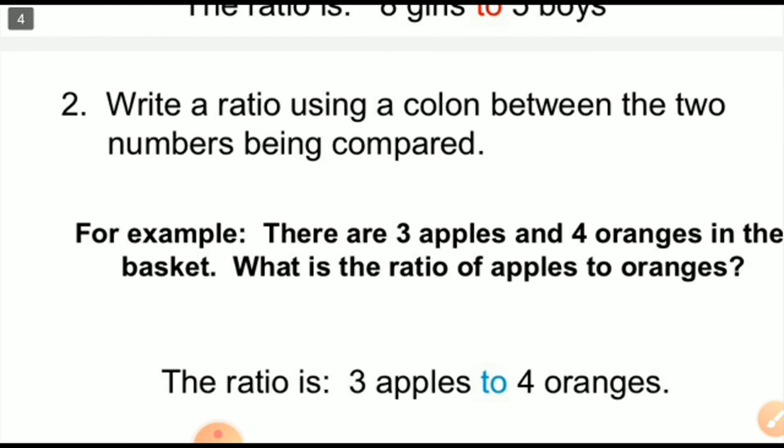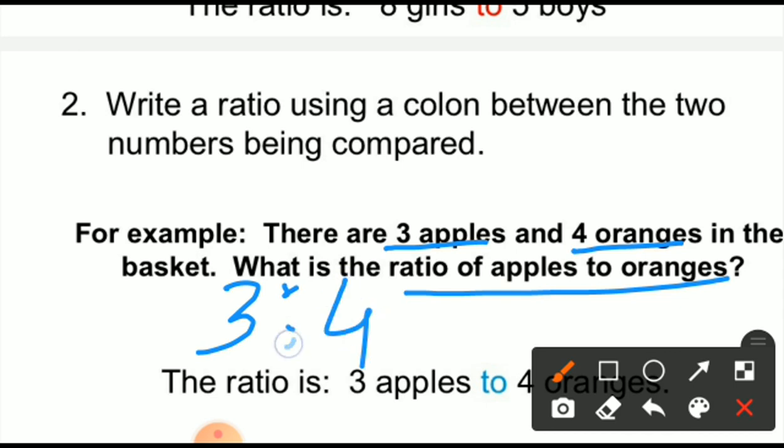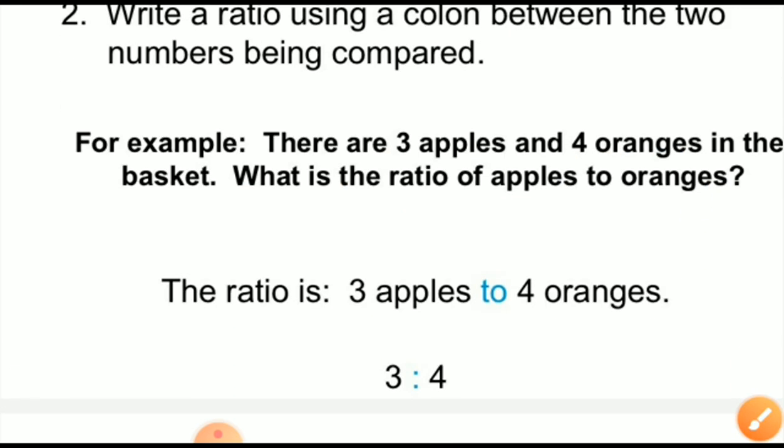Second, write a ratio using a colon between the two numbers being compared. For example, there are 3 apples and 4 oranges in the basket. What is the ratio of apples to oranges? Students, be careful: what you say first, apples, and then oranges. So that means 3:4. How many apples are there? 3. And the rest is 4. A colon is read as "is to". Will you remember this word? So 3:4 is read as 3 is to 4. Easy? Anyone has doubt regarding this one?